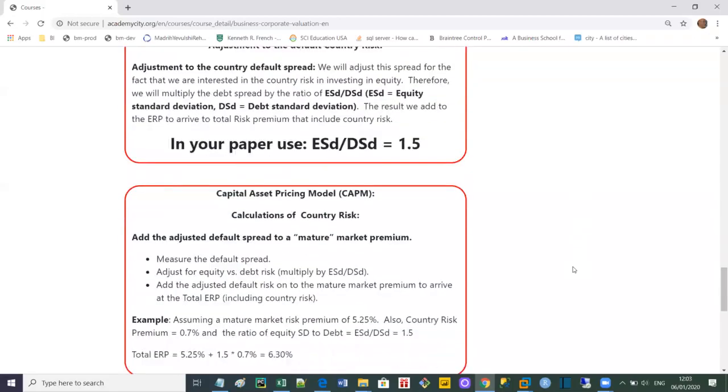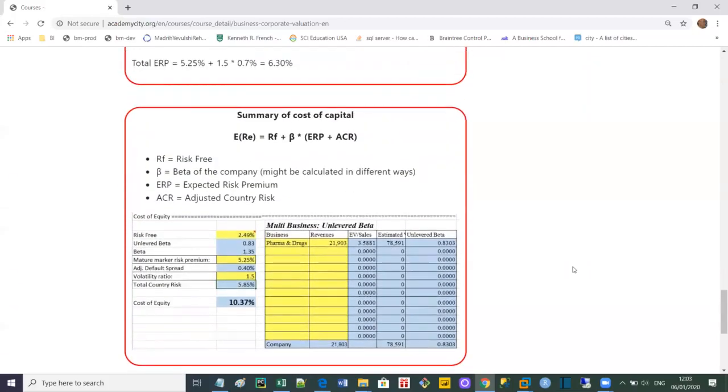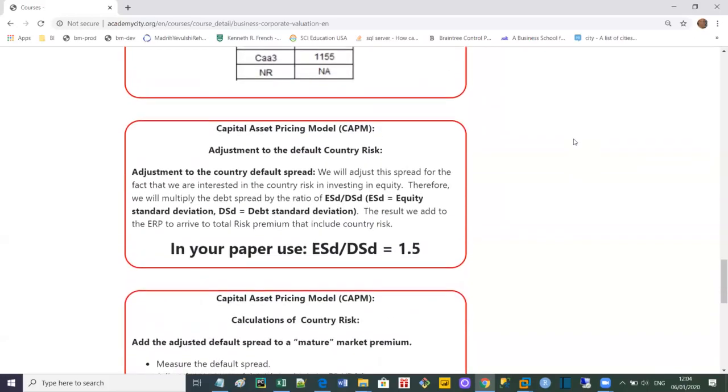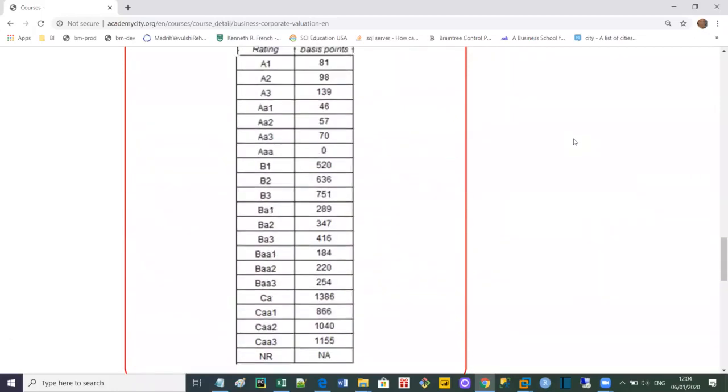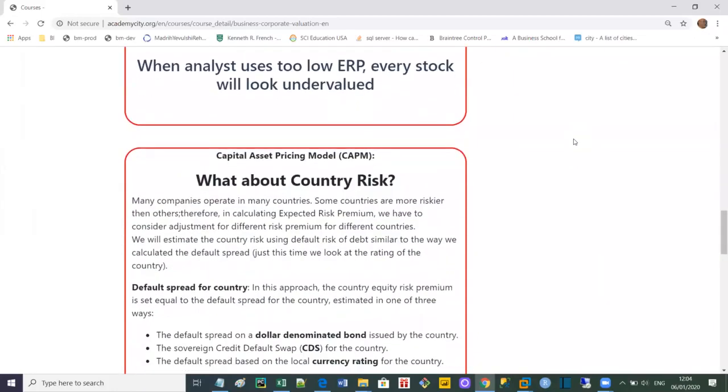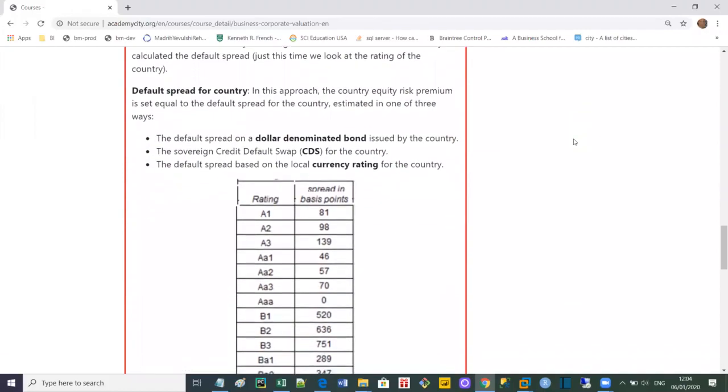So we have to take that into account. Let me go again to the final page. There are several ways. One of the most common is just to add an extra country risk, or average country risk, to the risk premium, and then the equation is the same. Our task now is how do we arrive at this number? How do we arrive at the country risk? There are several methods. Let me just mention the different methods.